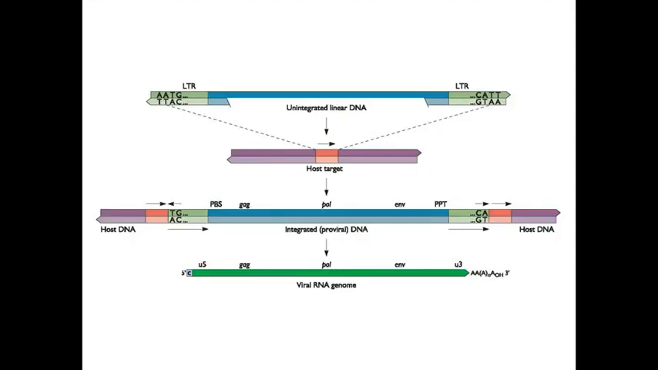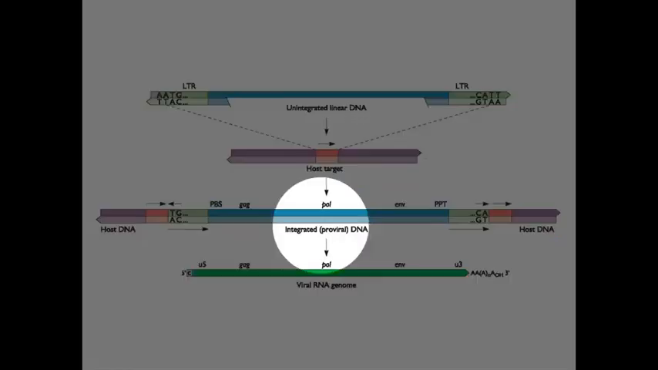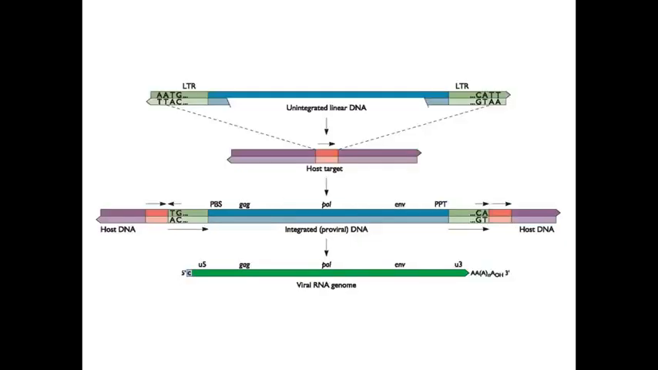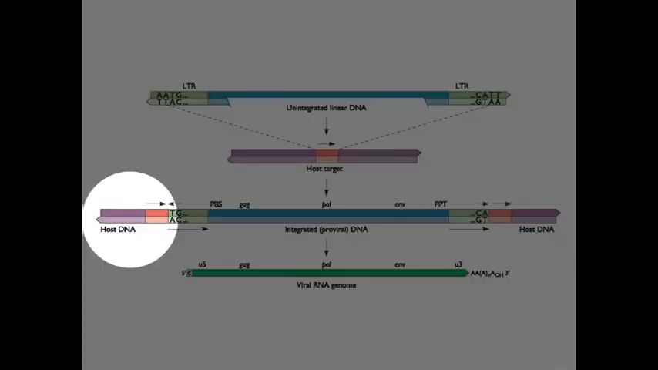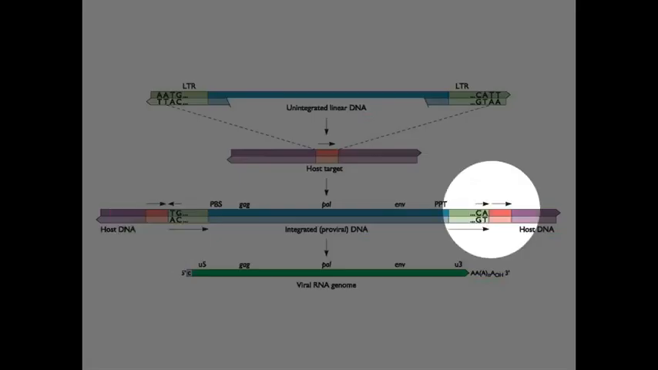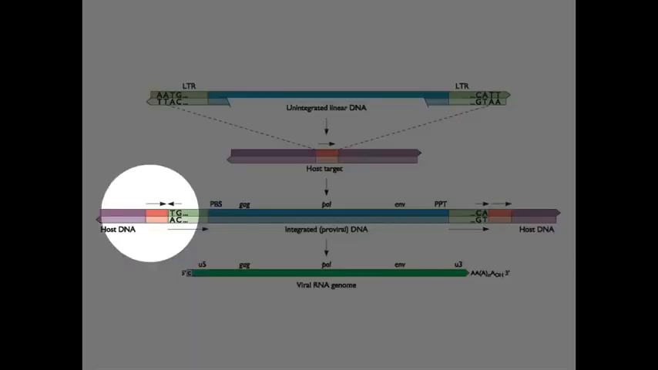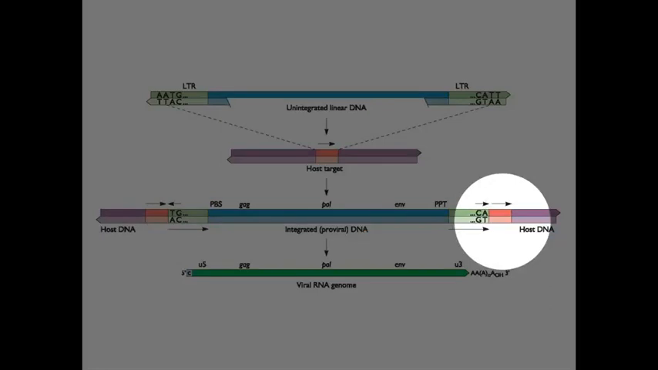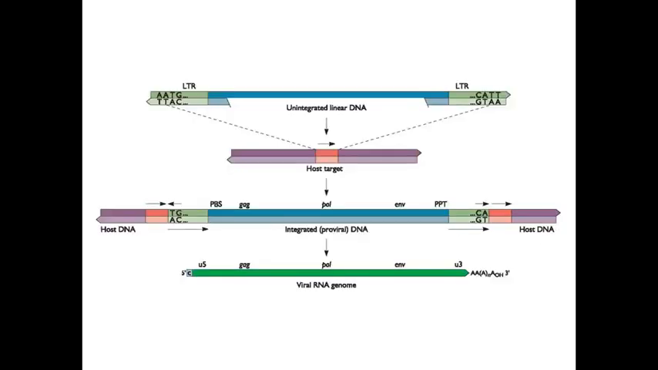Once this integrates, and we'll look at how this happens in a moment, we now have an integrated or proviral DNA. Remember, the provirus or proviral DNA is the DNA integrated into the host cell. So now you see we have host DNA on either side. Remember this orange part that was the target? This is now duplicated on either side of the provirus. We have one orange sequence here and another one here. The duplication is a feature of the integration process, which I'll tell you about in a moment.